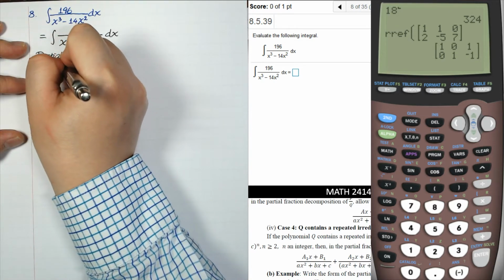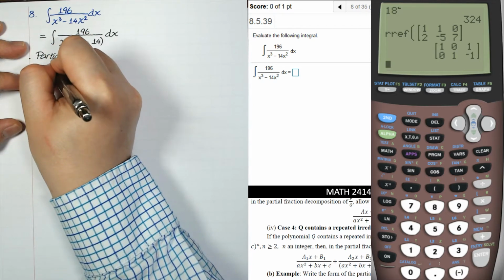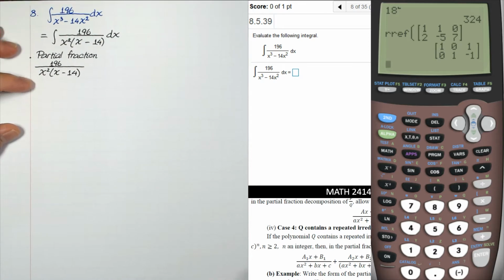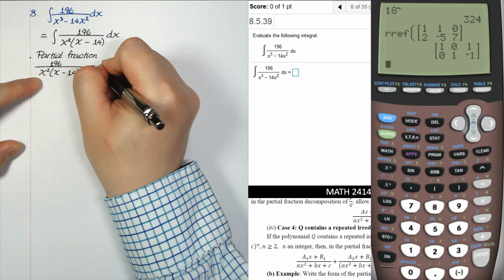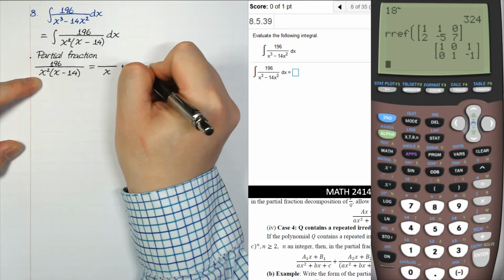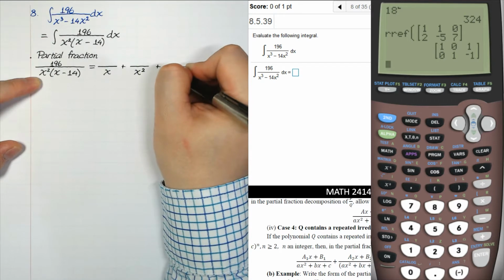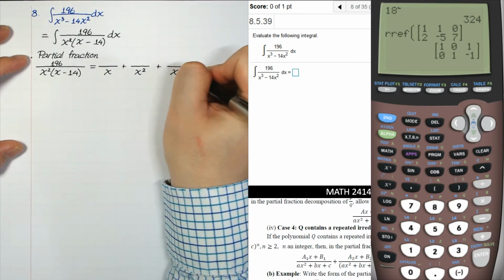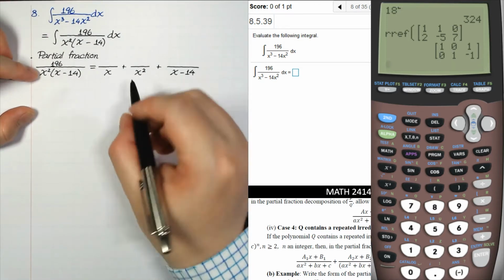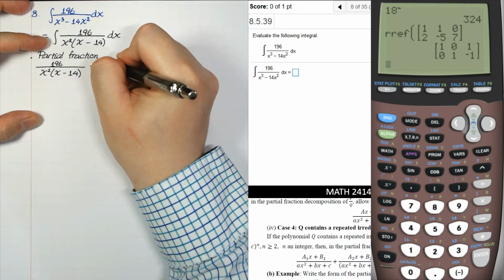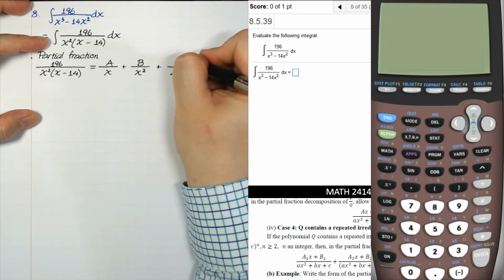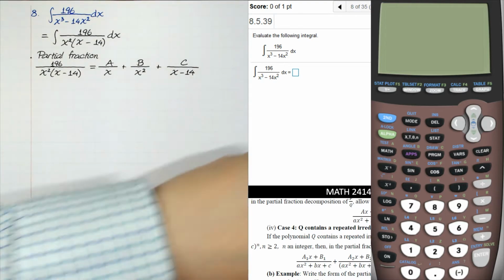196 over x squared, x minus 14. There's x squared, meaning 2 factors of x, so we need 2 fractions for it. If the factor is linear, no powers, then we just need a constant on the top. If this is linear, just need a constant on the top.